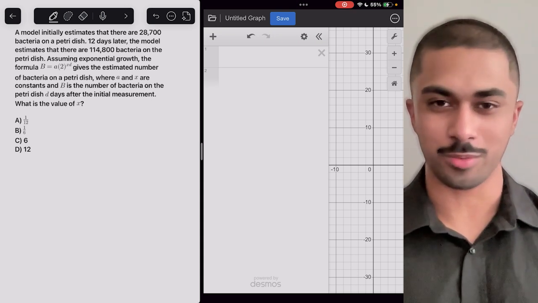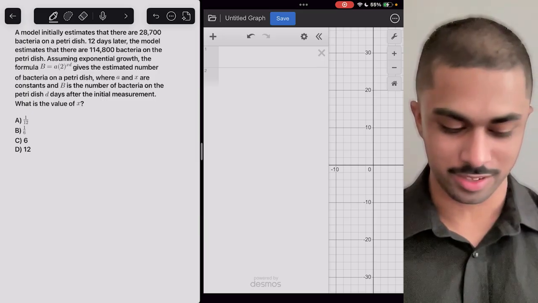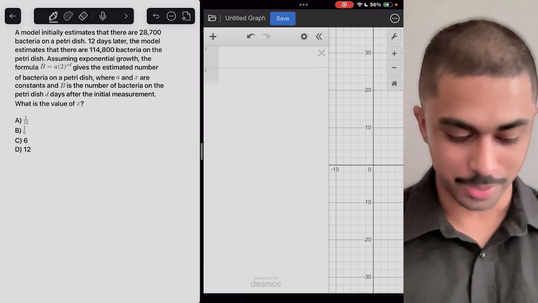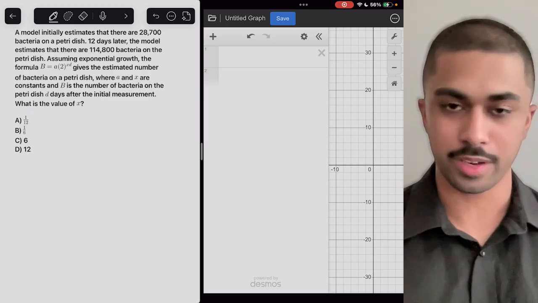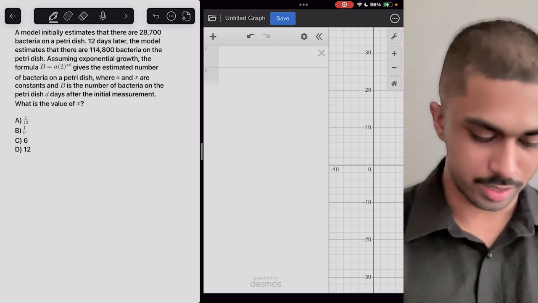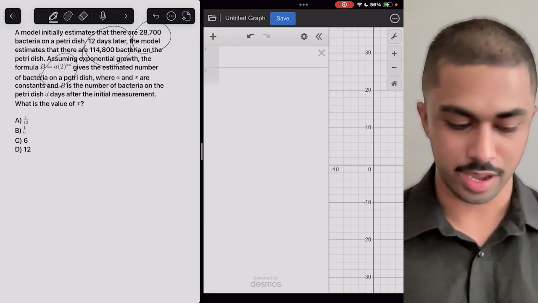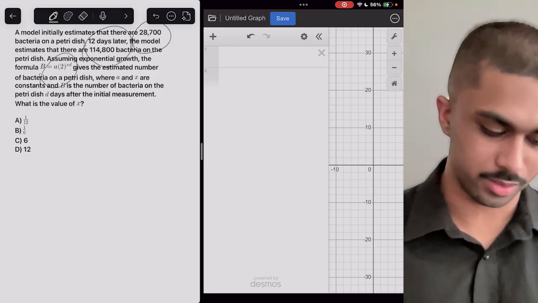Super long problem for absolutely no reason. This problem does not have to be this long because all the information we really need is this thing and this thing and this thing. Everything else is irrelevant.